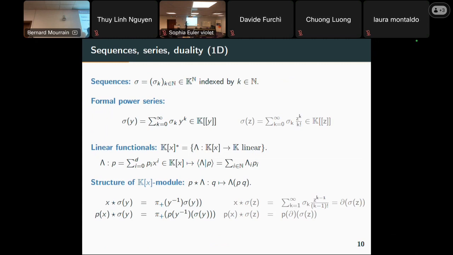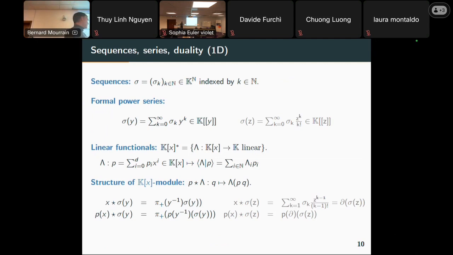If you use the variable z with the k factorial, x times sigma of z is this series. So sigma k is k minus 1, k minus 1 factorial. And you see that this is nothing else than the derivation with respect to z of the series. So in this formalism, the multiplication by x is like the derivation.